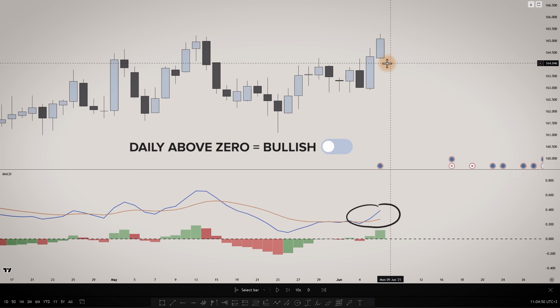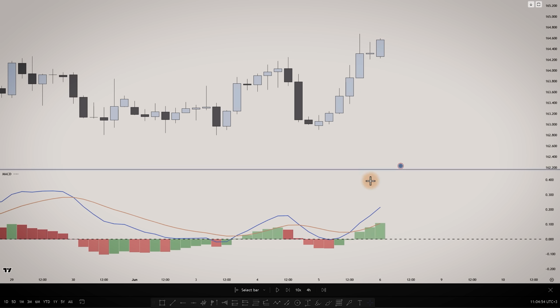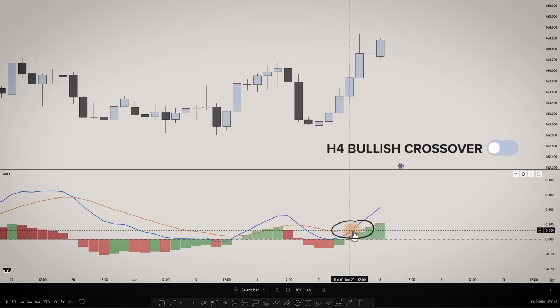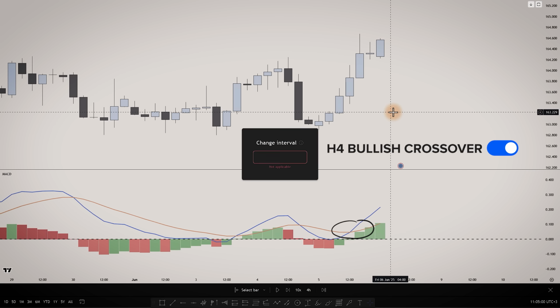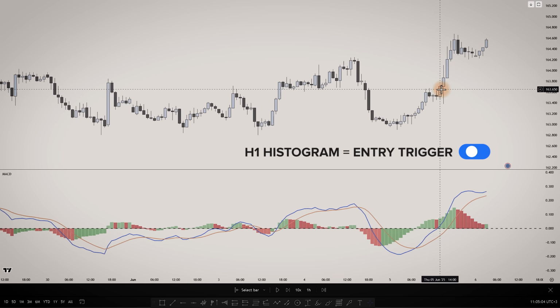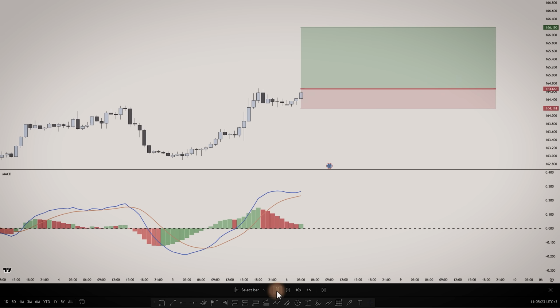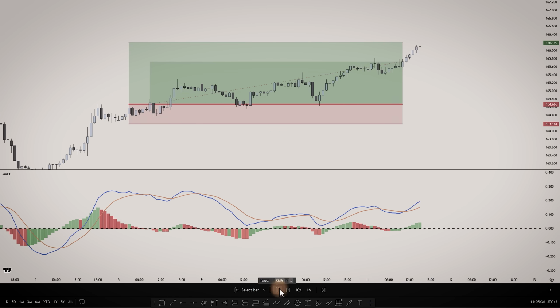Daily MACD above 0. That means I'm bullish. 4 hours showing a bullish crossover above. That's my signal forming. 1 hour histogram just flipped from red to green. That's my entry trigger. That's a 200-point winner.